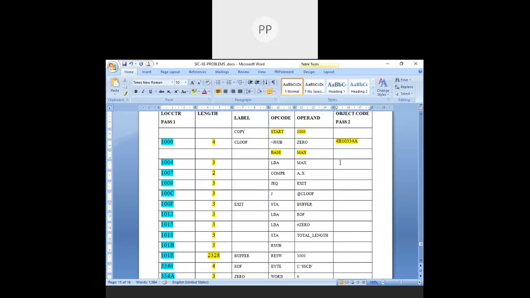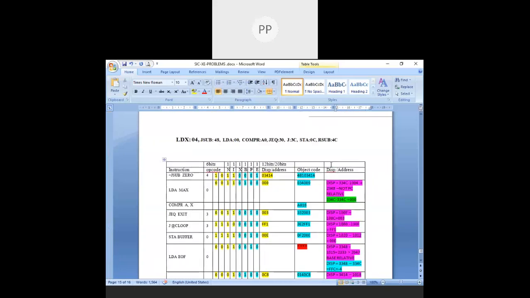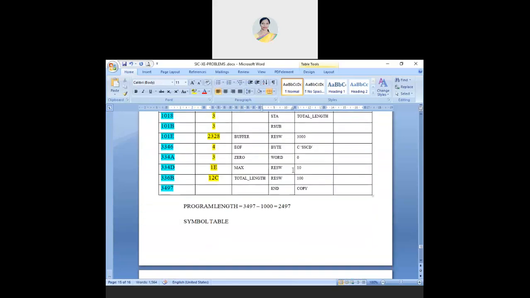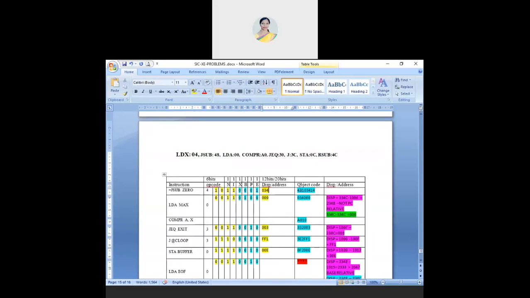Is it base relative or PC relative? That is base relative, ma'am. Yeah, it is base relative. Okay. What is this value? 0. I'll just change. No, 3. What was that value? 30334A. Right. I'll just change here only. 334A. Okay. And next is LDA max. Only this value will keep changing.